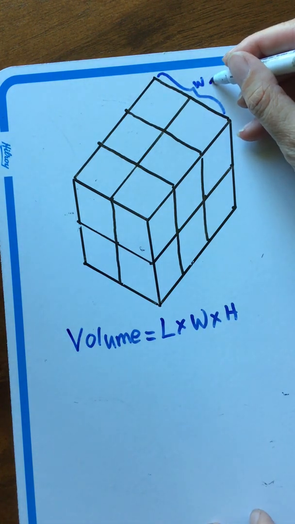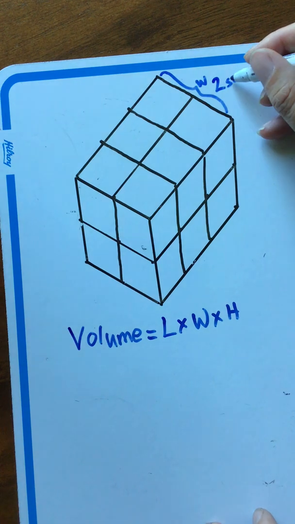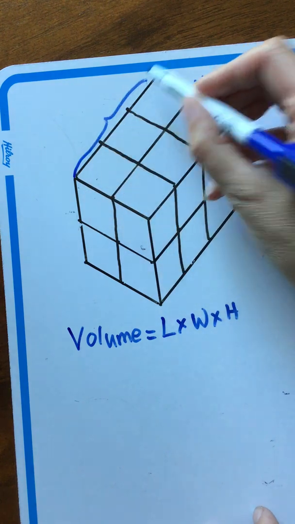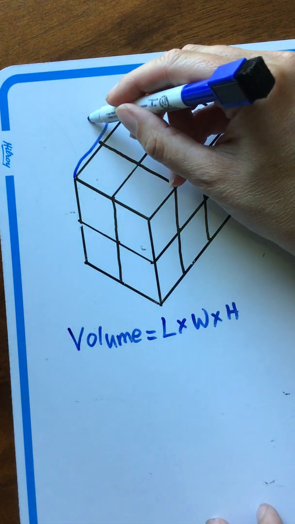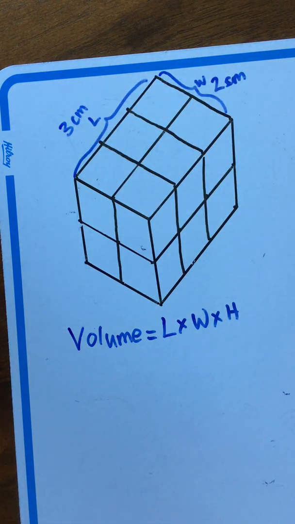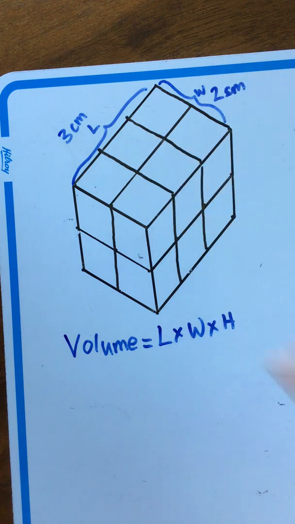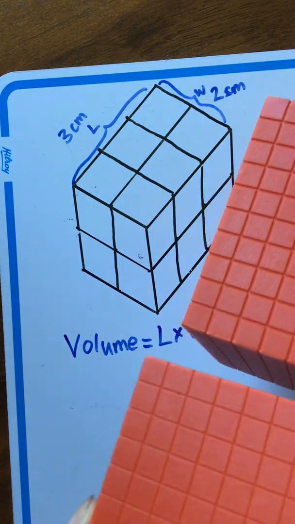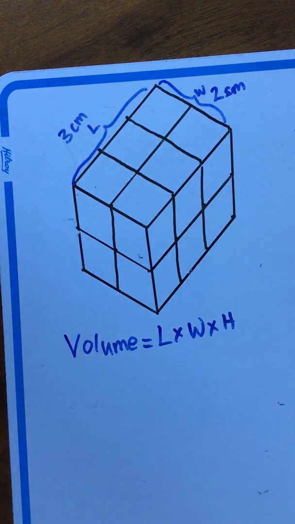Okay, so this is going to be 2 squares. Let's call it 2 centimeters. And let's make this side the length, and it is 3 centimeters. Okay, so that's like looking at the top, right? We just looked at the top to get the length and the width. And then next, we have to go down the side, which gives us the height, which is 2 centimeters.